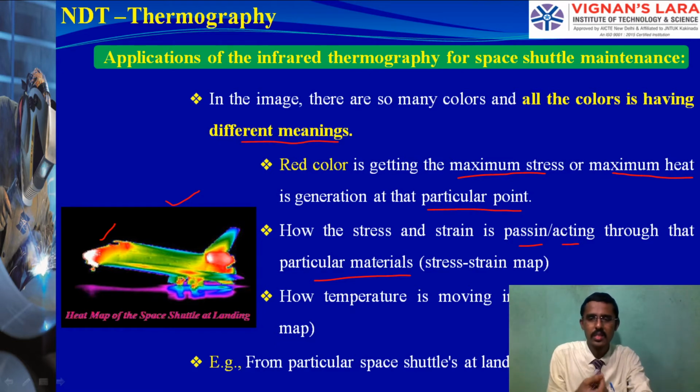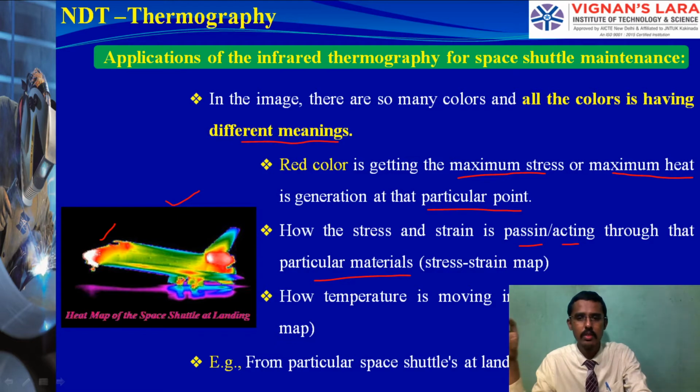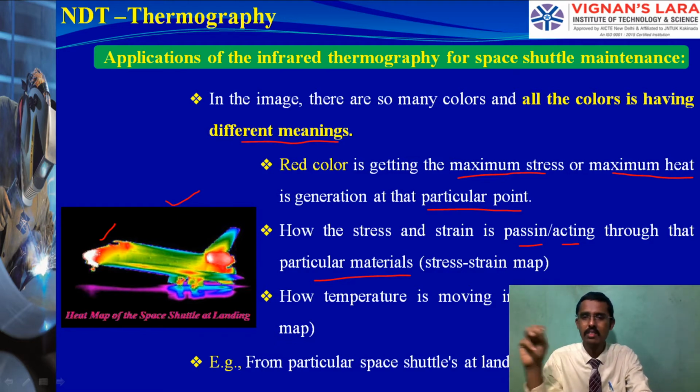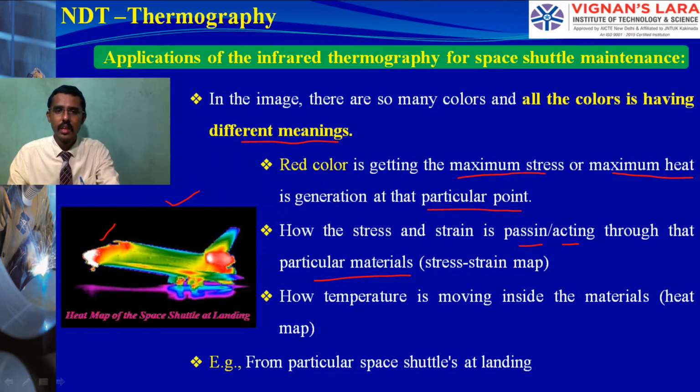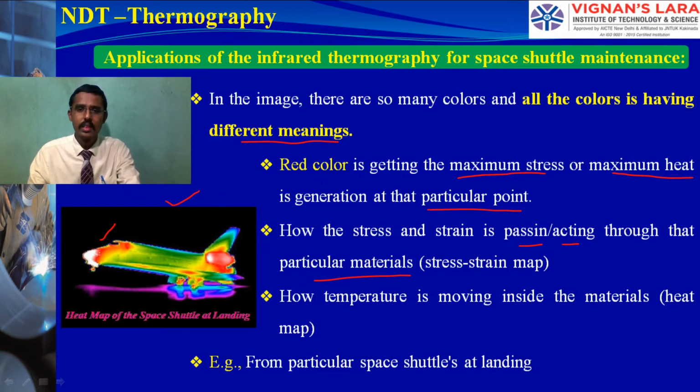It means by simulations, everything, taking the various multitasked videos or pictures, and then we are identifying how the temperature is moving inside the material as a heat map. From one point to another point, it changes from one color to another. For example, from a particular space shuttle at a landing process.